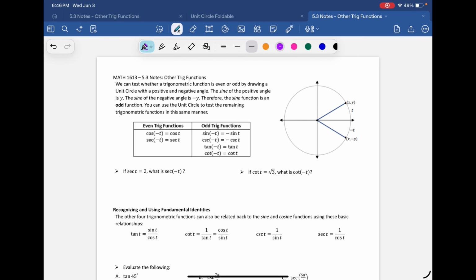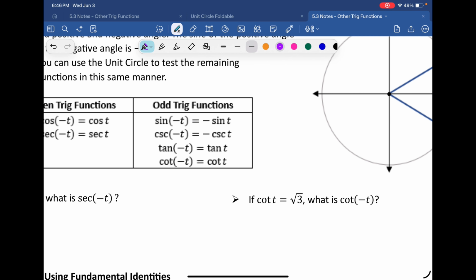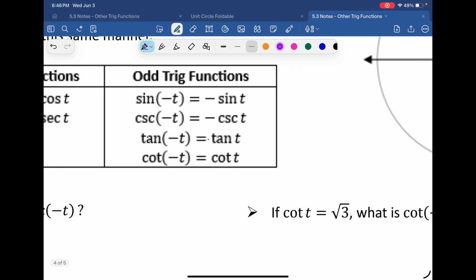All right, so our trig functions can be considered even and odd as well. So you have two even functions, that's cosine and secant. And you have 4 odd functions. There is a mistake on here. These down here should be negative. Your tangent and cotangent should be negative.